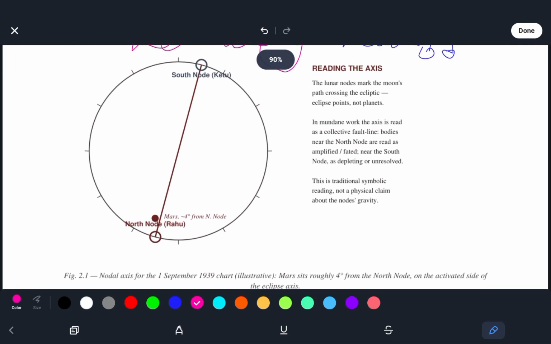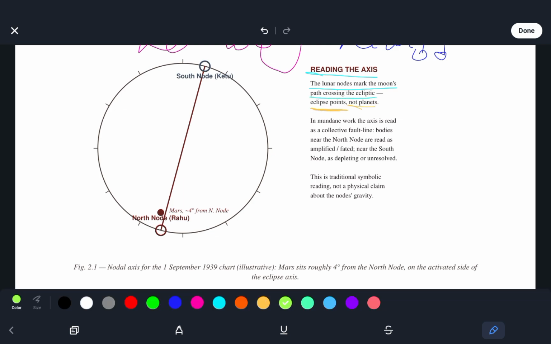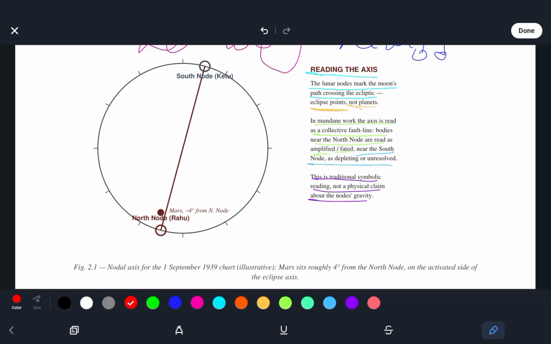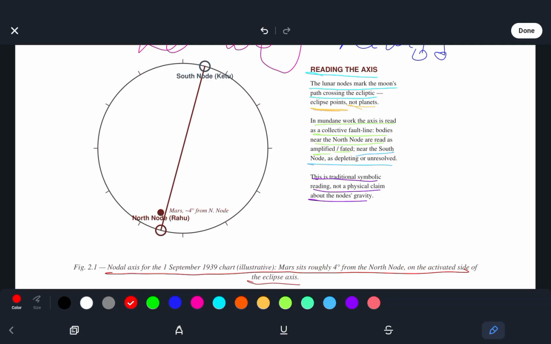So here's how we read the axes. The lunar nodes mark the moon's path crossing the ecliptic, so those are eclipse points, not planets. In mundane work, the axis is read as a collective fault line. Bodies near Rahu are read as amplified, and near Ketu as depleting or unresolved. This is traditional symbolic reading, not a physical claim about the node's gravity. Nodal axes for the September 1st, 1939 chart, illustrative. We see Mars sits roughly 4 degrees from Rahu on the activated side of the eclipse axis.